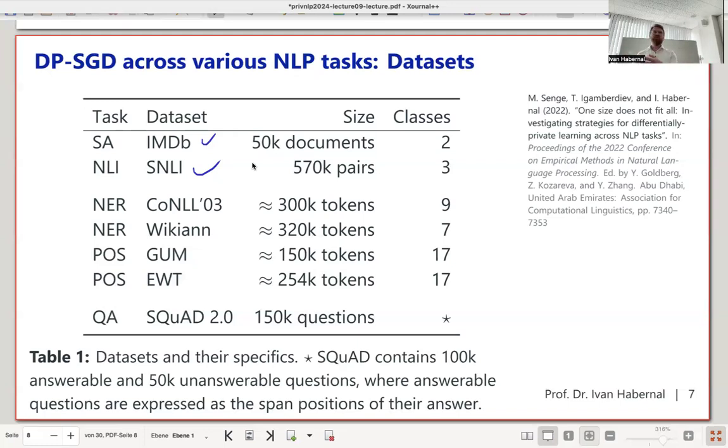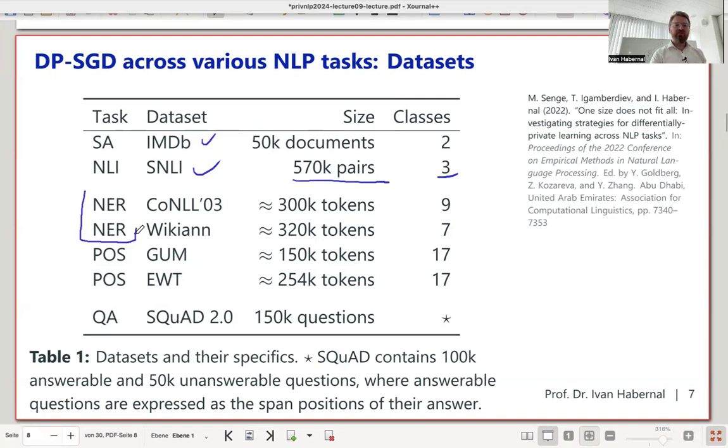The negative would be '10 men are playing football and the sun is shining today.' So that's a neutral, and there's contradiction as well. This is the Stanford Natural Language Inference data set, and it's quite huge: around 500,000 pairs of these sentences and 3 classes: entails, contradicts, and neutral.